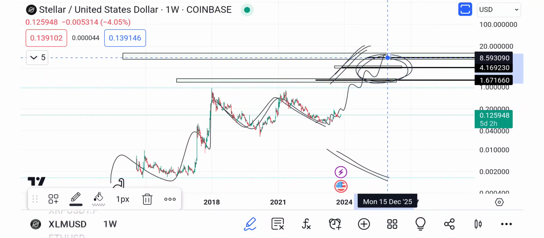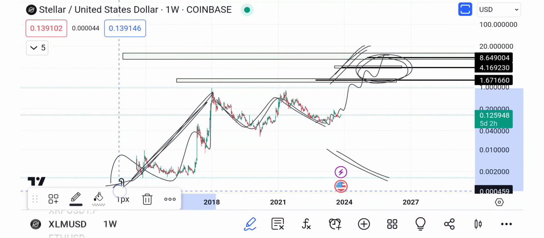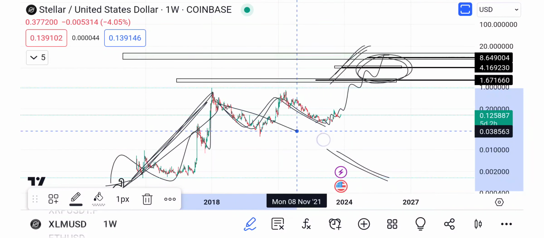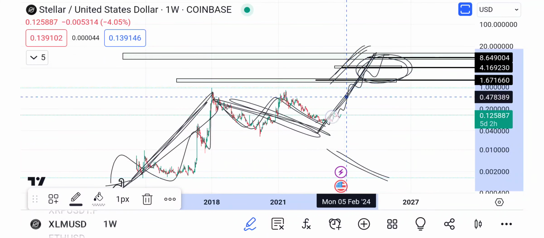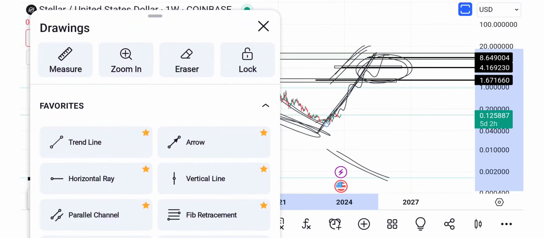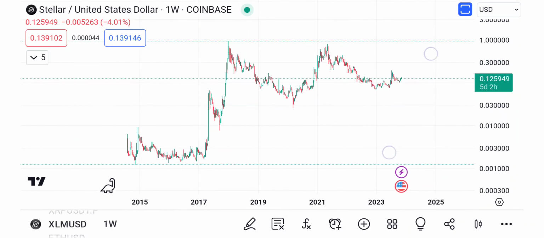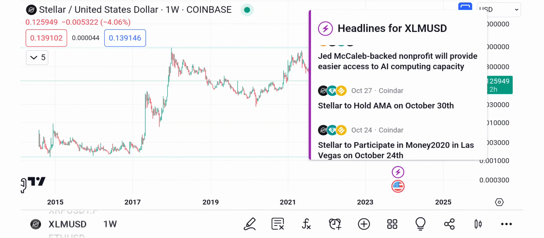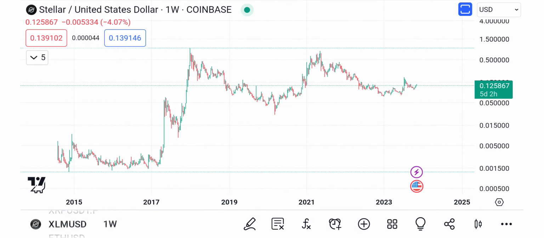And it looks uniform, right? Everything looks uniform. You have this impulse to the upside, correction to the downside. Now we're waiting for the next impulse to the upside. So everything is lining up for XLM. It just needs a couple things to remain healthy, which, by the way, is the stock market and the dollar and things like that.